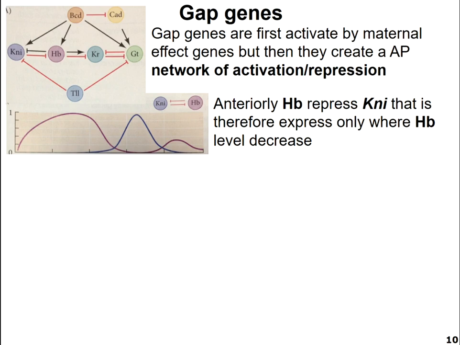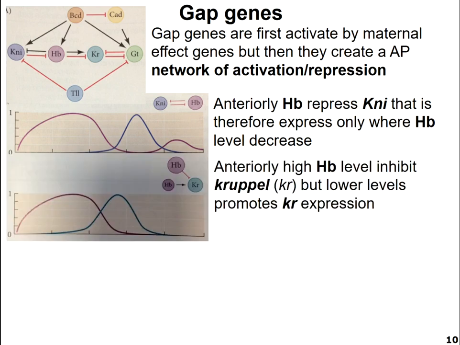So anteriorly, we know that we have expression of hunchback, and repressed expression of knirps. Knirps is therefore expressed only in a more central posterior way, because in the anterior position we have high expression of hunchback. Hunchback represses expression of knirps.